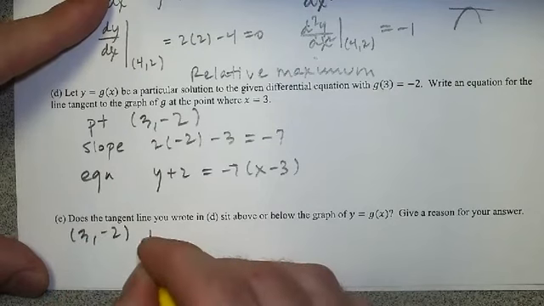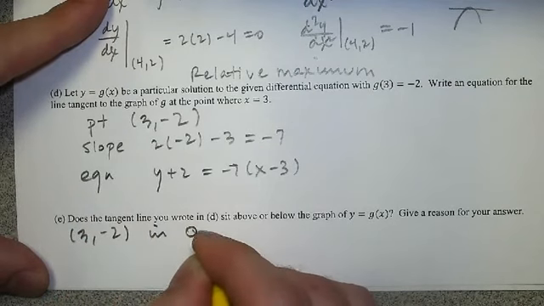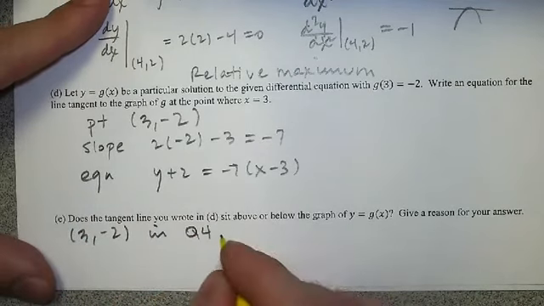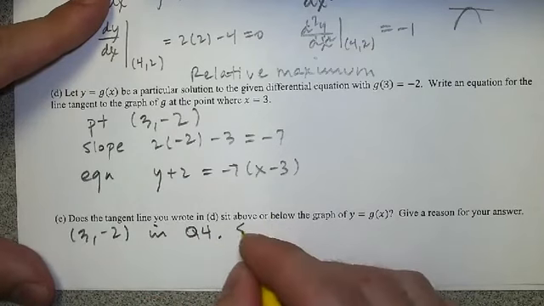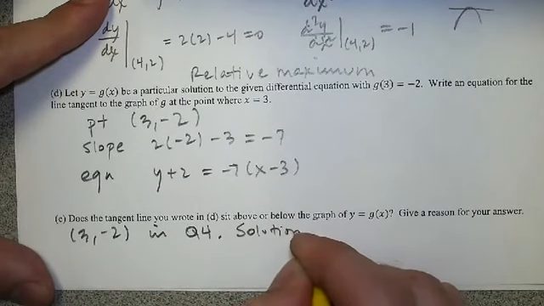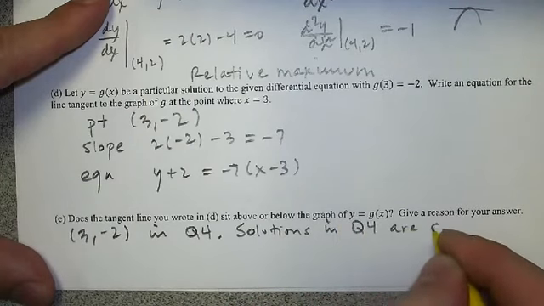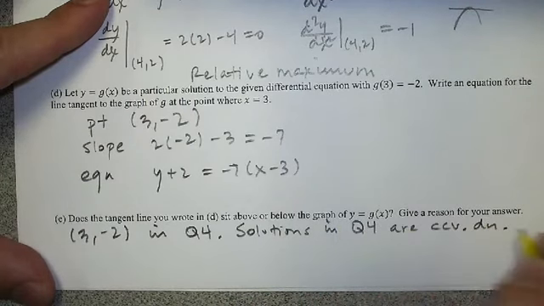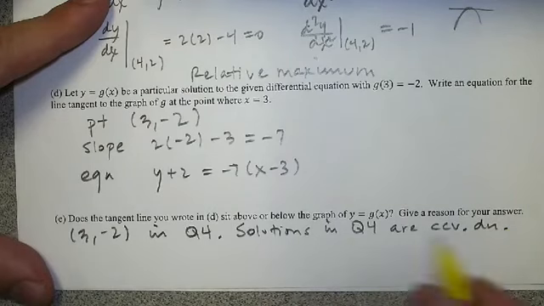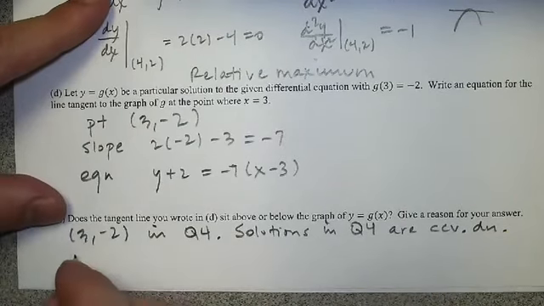(3, -2) is in quadrant 4. Solutions in quadrant 4 are concave down. Therefore, if it's concave down, the tangent sits above the curve.